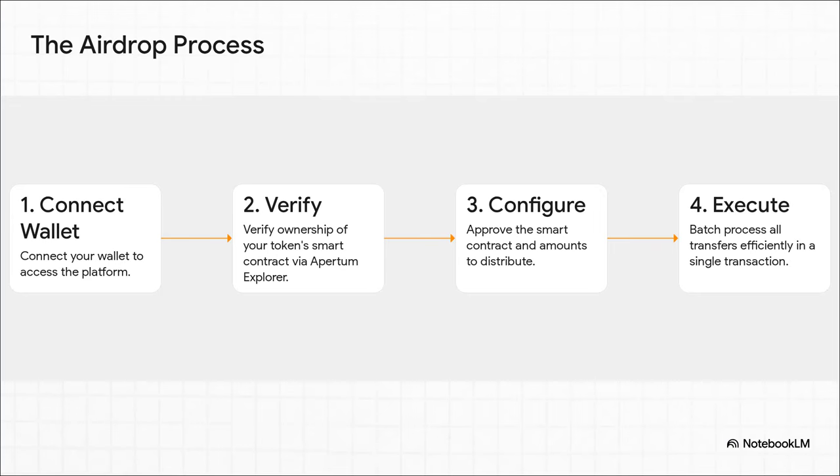So, step 1, super simple, you connect your wallet. But step 2, this is the crucial security gate. You have to cryptographically prove that you are the owner of the token smart contract. This is what stops anyone else from messing with your tokens. Once you're verified, you configure the airdrop. You upload your list of addresses and amounts, and then, the best part, you hit execute, and the smart contract just takes over, handling everything in one clean, super efficient transaction.